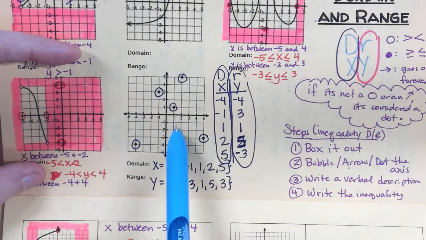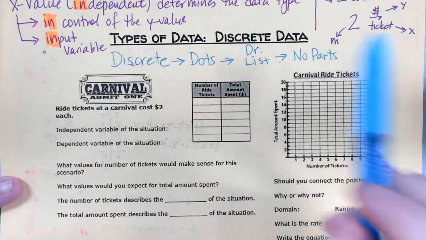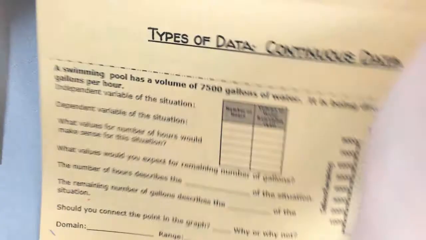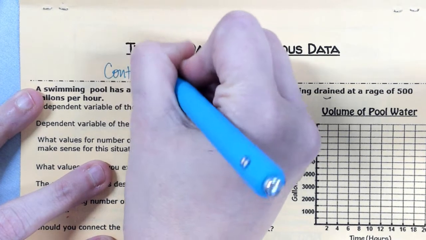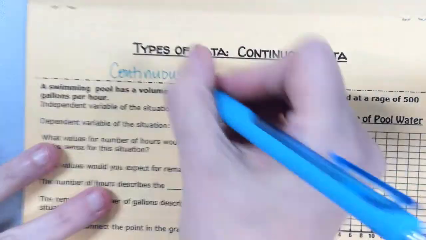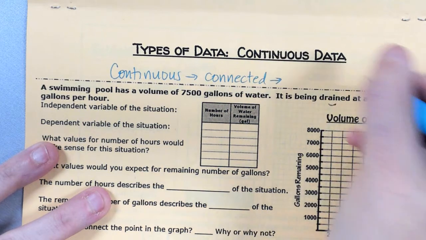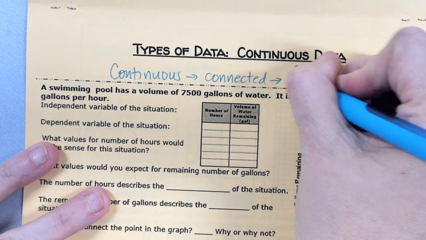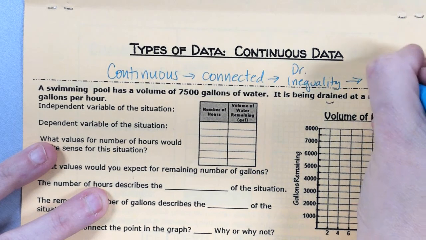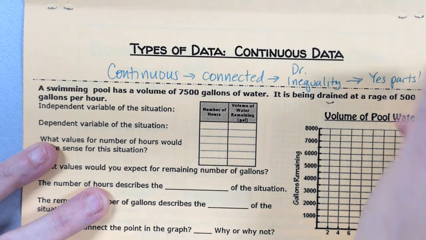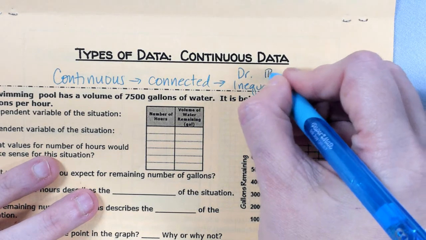So discrete is when we graph dots. And that means our domain and range is a list. Now for the situation, that means we can't have parts, but I'll talk about what that means in a minute. Now let's talk about what continuous is. Okay, continuous is connected. And my domain and range is an inequality. Yes, parts. And also it could be all real numbers too.